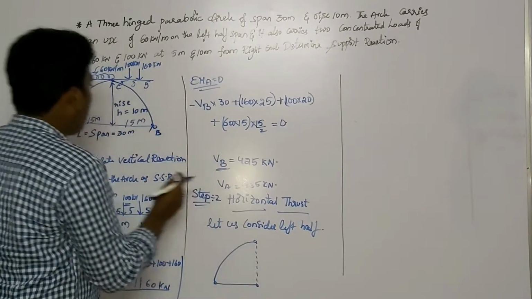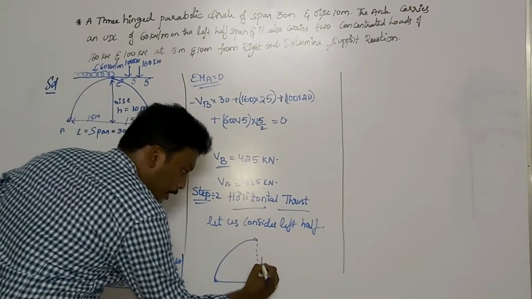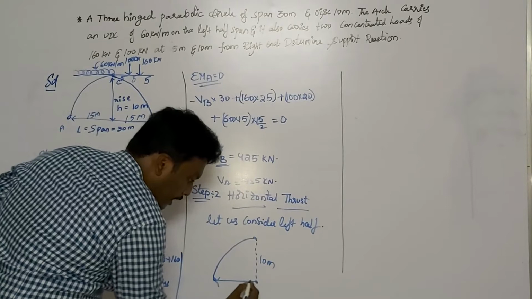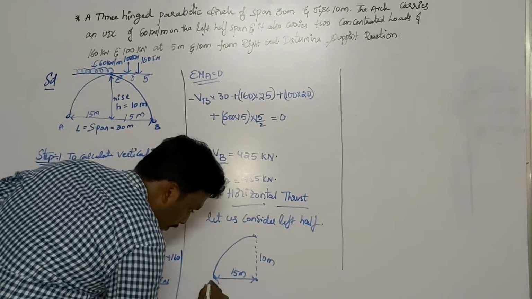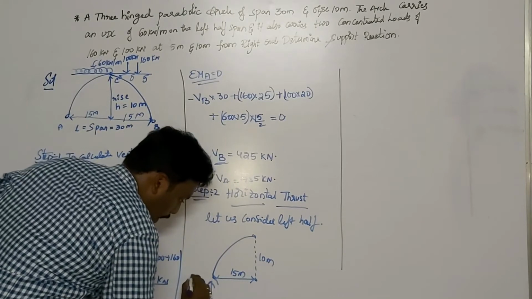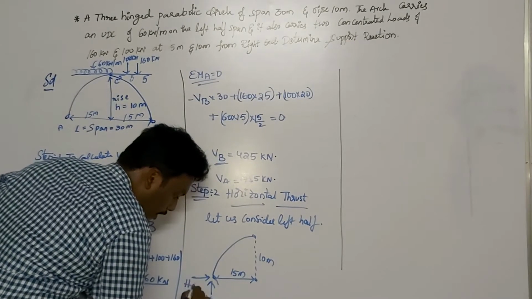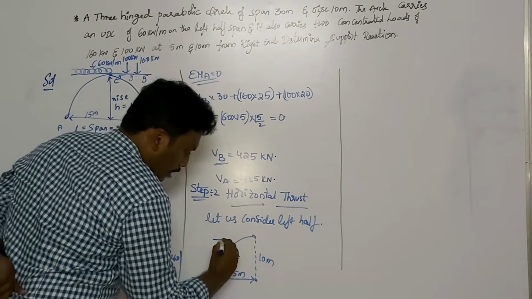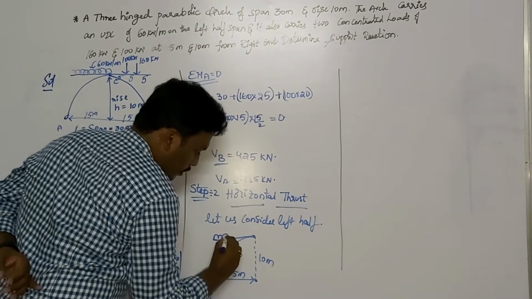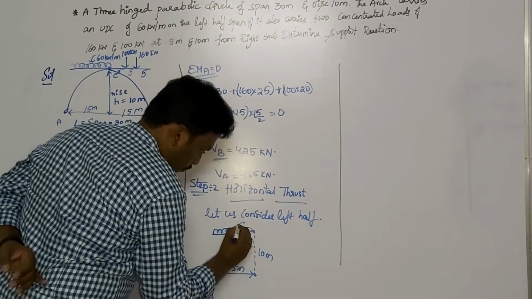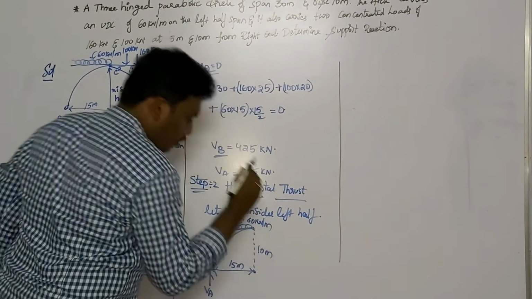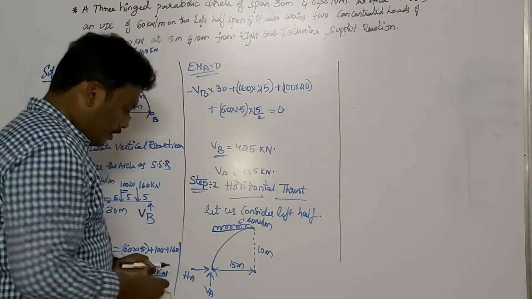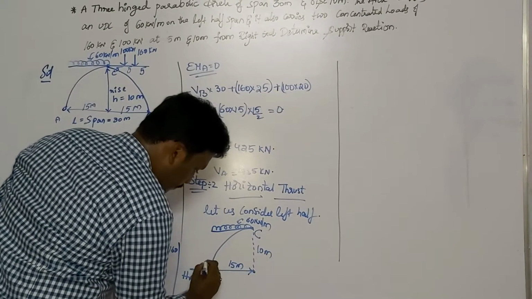So the rise, how much is it, nanna? Exactly 10 meters. From here to here, what is the distance? 15 meters. There is a vertical reaction here VA and there will be a horizontal reaction at A. And the left half of the span considers to be of 60 kilonewton per meter. This is the left half of the span. So this is A and this is C.